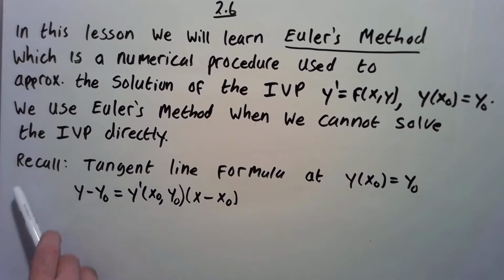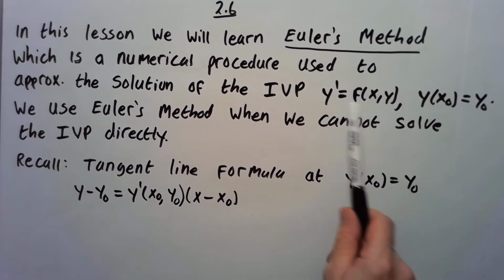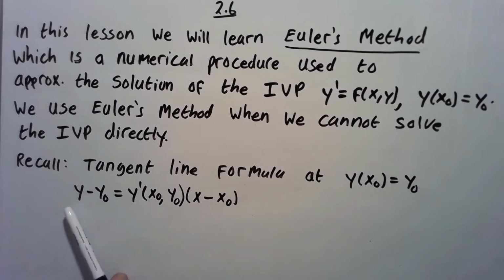Okay, so let's recall the tangent line formula at, say, y of x0 equals y0. So we're assuming, again, the differential equation looks like this. So recalling, to find a tangent line is going to be y minus our y0 equals the slope of the tangent line, which is the derivative evaluated at our point, times x minus our x0 point.